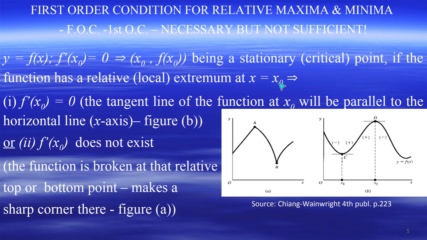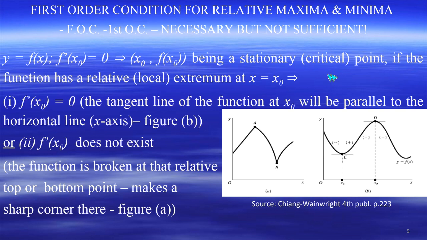So the first derivative being 0 is a necessary but not sufficient condition. It's a first order condition. It shows us at which points the movement of the function stops for a moment, and the tangent line to the function becomes parallel to the x-axis, the horizontal line. Those are the points where f prime, the first derivative, is equal to 0.